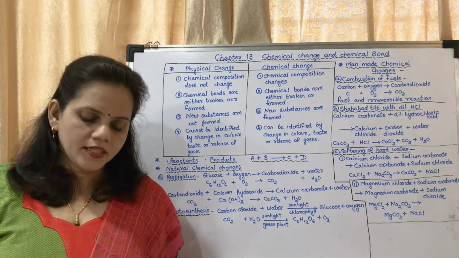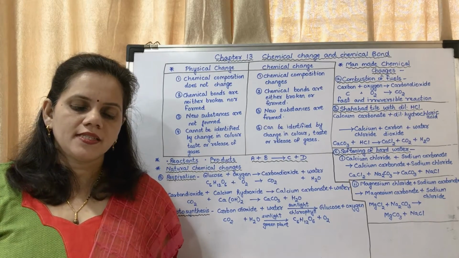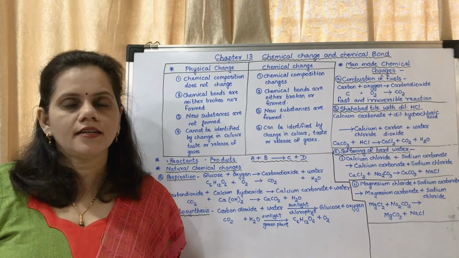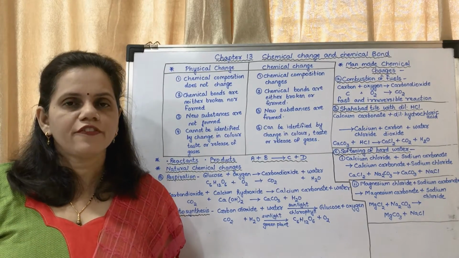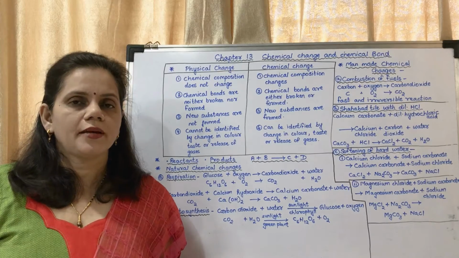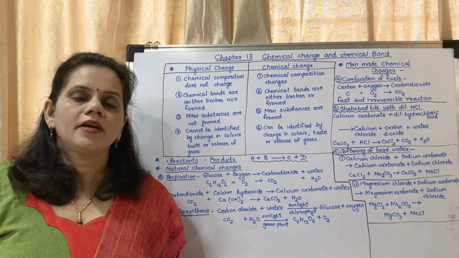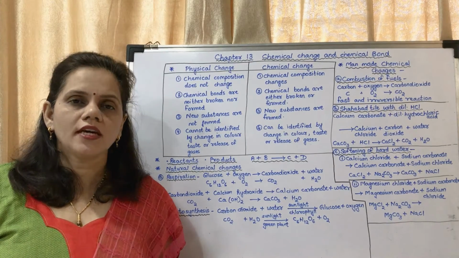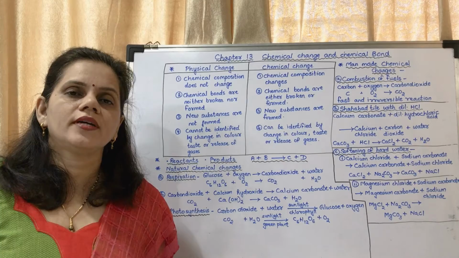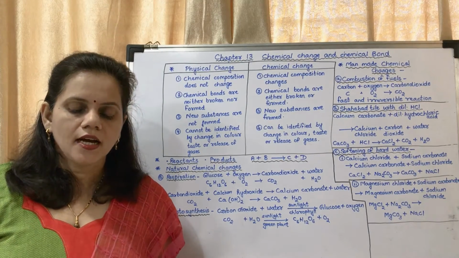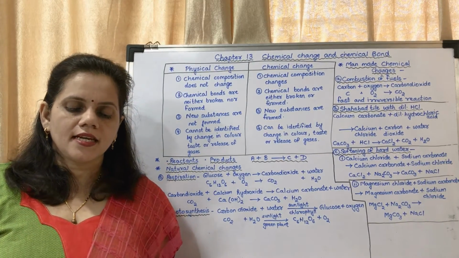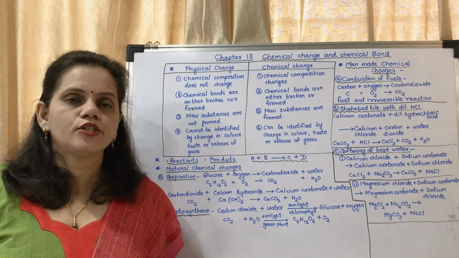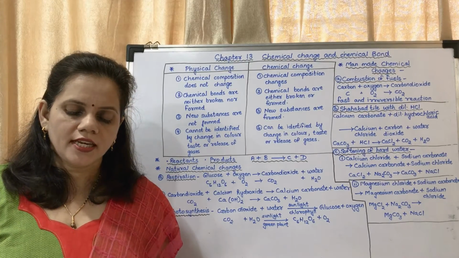For example, in figure 13.1 you may see the banana and apple. Apple changes its color after some time. If you cut it and keep it open for some time, it changes its color. Why? Because the apple reacts with the oxygen in the atmosphere and undergoes a reaction to get blackened. So there is change in color. Next is the example of nails, where the nails change in color to show that there is a chemical change taking place.